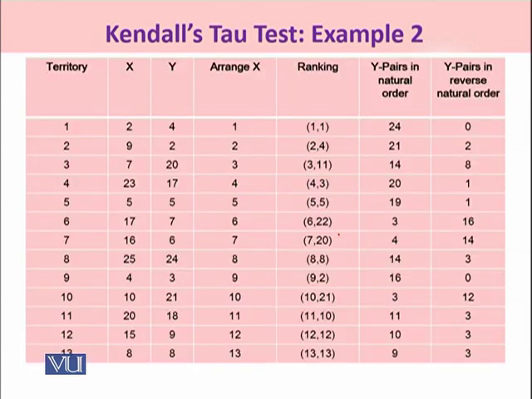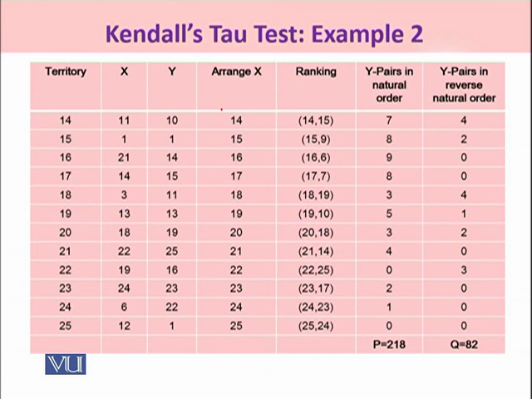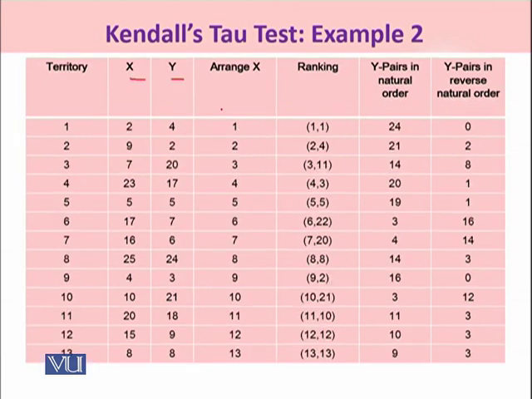Now this is the data that is being shown to you, students. As there were 25 total territories for which the data was observed, I have named that data as X and Y, and as you can see, the data is shown till 25. So again, we have to follow the same procedure, that the Y values are to be taken according to the arranged X values.